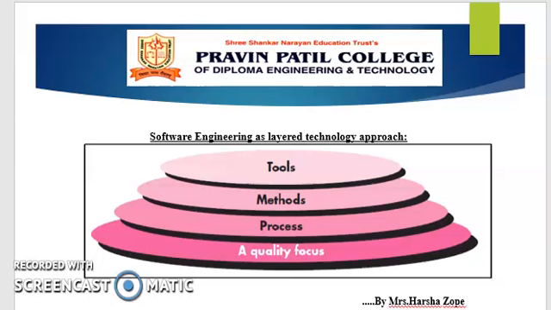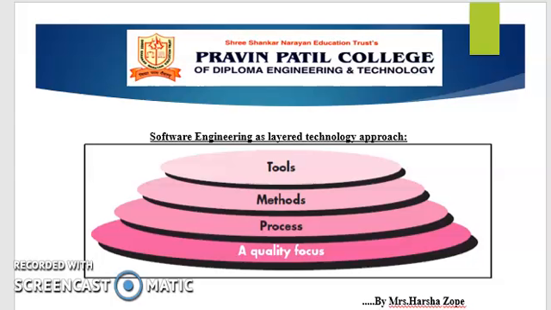The next is the process layer. The process layer is the foundation of software engineering. Software engineering process is the glue that holds the technology layers together and enables rational and timely development of computer software. Process defines a framework that must be established for effective delivery of software engineering technology.